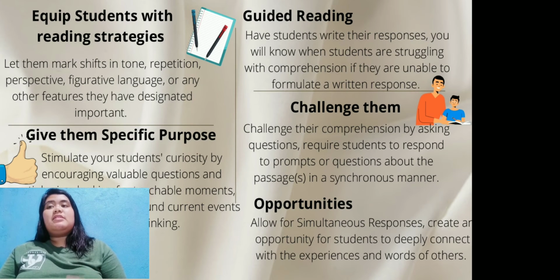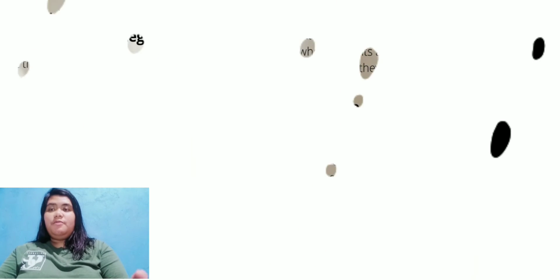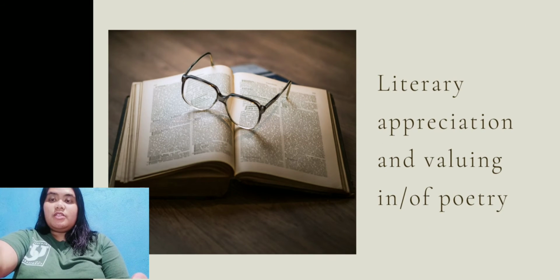Sixth and the last strategy is the opportunities. Give them opportunities. Allow and introduce students to choose from a variety of poetry genres and to give them opportunity to share and compare their thoughts with their classmates. So that's all for silent reading. Let's move on to the next topic.